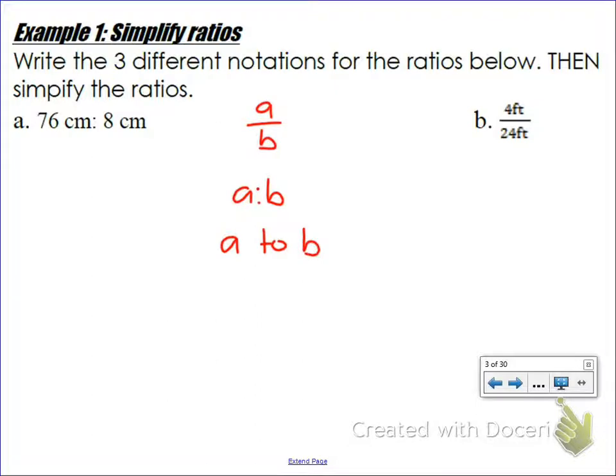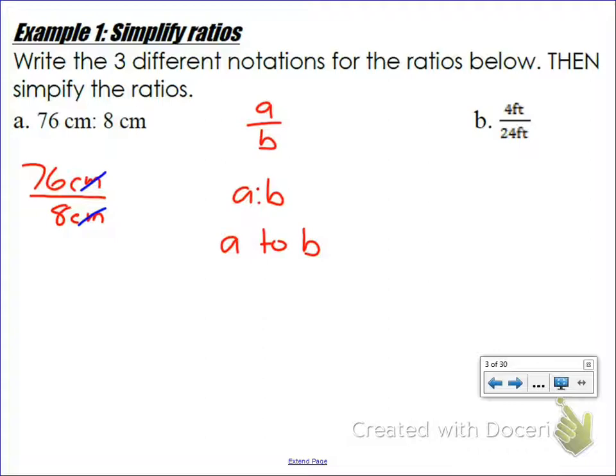All right, so first let's go ahead and write 76 centimeters to 8 centimeters as a ratio. We'll do it as a fraction. This makes it easier to reduce. So 76 centimeters over 8 centimeters. Now the first thing that we'll notice is that we have centimeters on both the top and the bottom of this fraction. So we're actually going to cancel these out, and we're going to get left with 76 over 8. Now 76 over 8 is a fraction. We want to reduce that. We never want to leave a fraction that is not reduced.